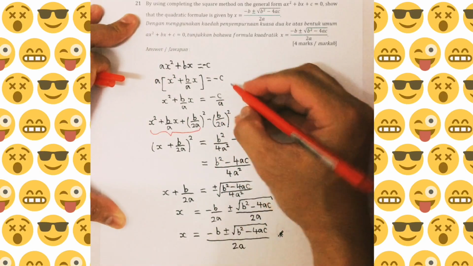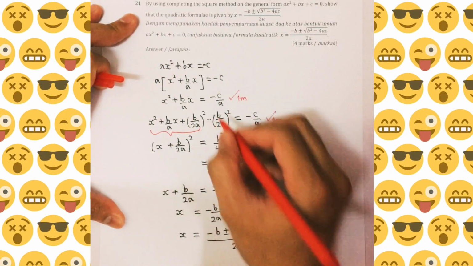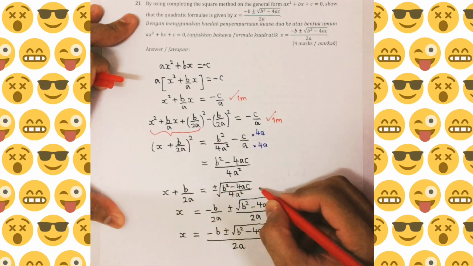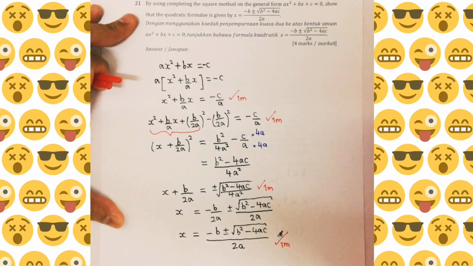If you write this, you get 1 mark. If you start doing your completing the square method, you get 1 mark there. You bring over the square root, you get 1 mark, and the final answer will be 1 mark. So this is a 4 marks question.